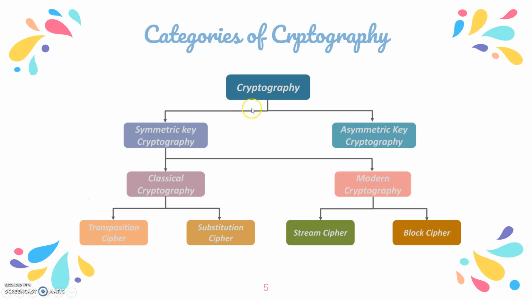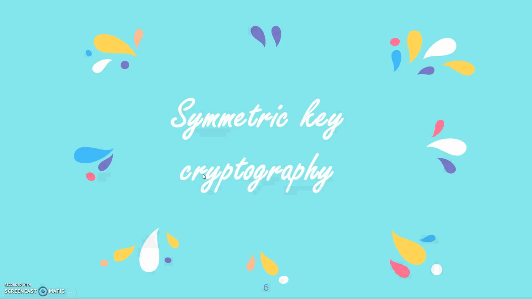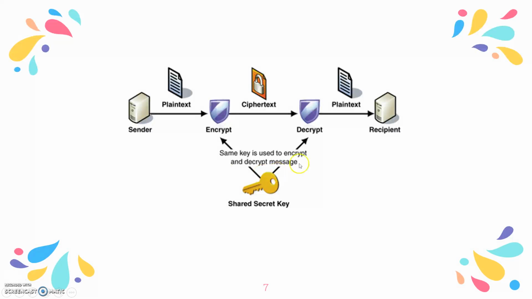Categories of cryptography. Cryptography is divided into symmetric key cryptography and asymmetric key cryptography. Symmetric key cryptography is further divided into classical cryptography and modern cryptography. Symmetric key cryptography. Here, the sender and receiver use the same key or encryption and decryption algorithm to encrypt or decrypt data. That is, the key is shared. Here is an image of symmetric key cryptography. As you can see, the key is shared.